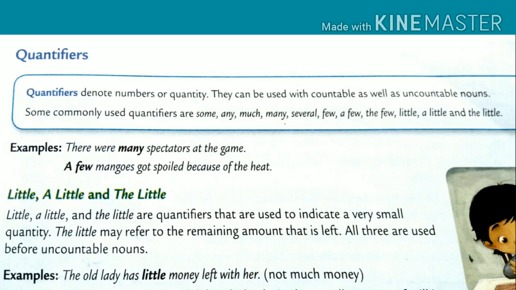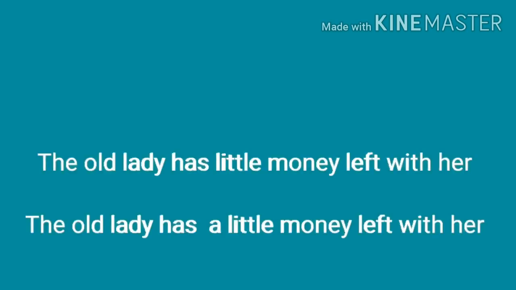Now you see, the old lady has a little money left with her. Here the quantifier a little mentions she has some money with her. It is positive in tone. That is the difference between little and a little. A little also means only a small amount of money, that also she has. But when we use the quantifier little, she has not much money. That is in the form of negative. A little is in the form of positive, that she has some money.